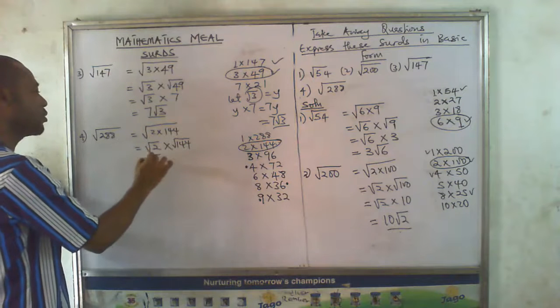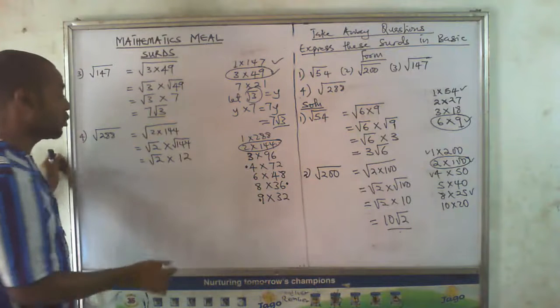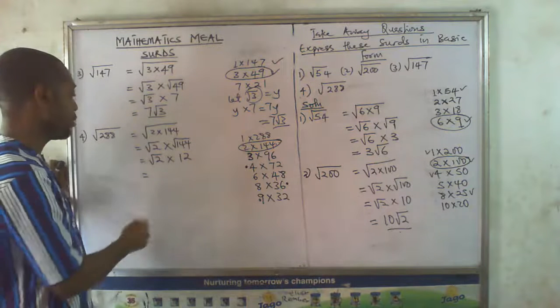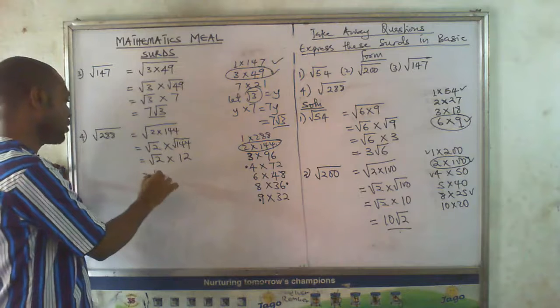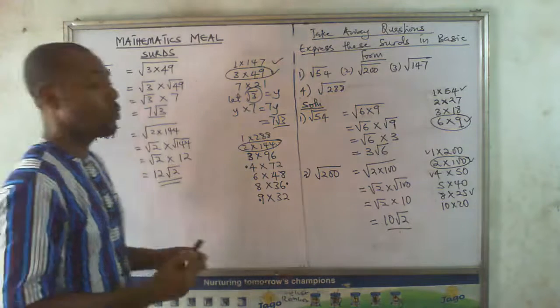And that will give me square root of 2 times... Square root of 144 is the handsome man called 12. So when 12 multiplies this, we have 12 root what? Root 2. So check your work.